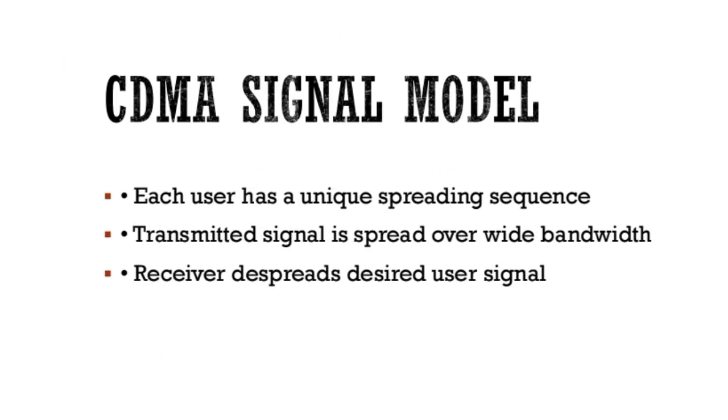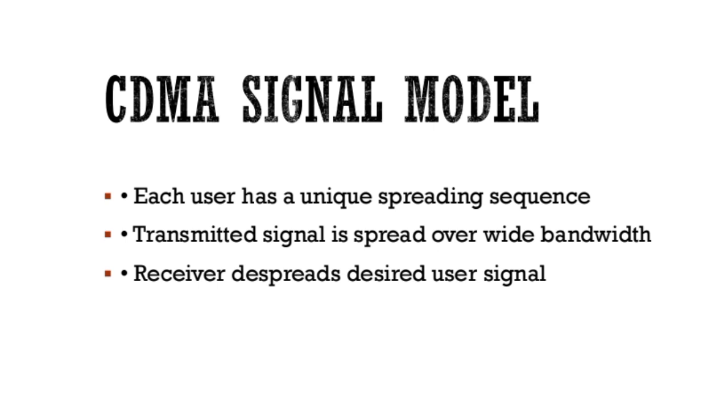Now the next thing is we need to generate the CDMA signal model. First, each user has a unique spreading sequence, and the transmitted signal is spread over a wide bandwidth. The receiver despreads the desired user signal. I think you have learned this method in your communication course very well. That is the direct sequence spread spectrum method. Based on that only, here also we are generating the signal model using CDMA.